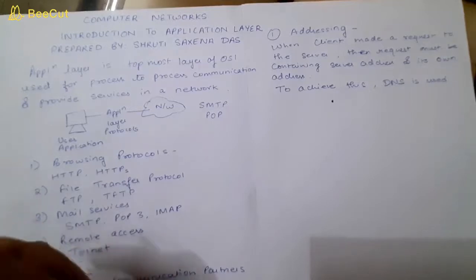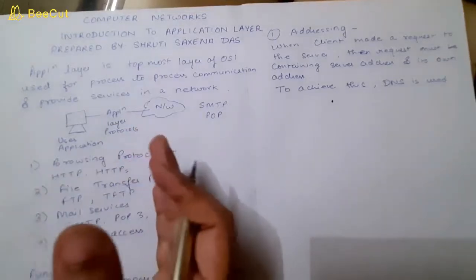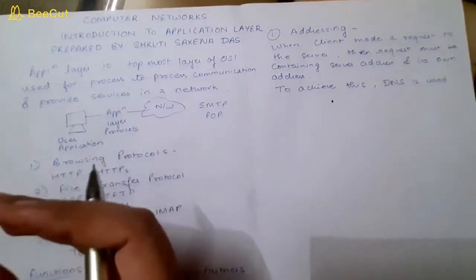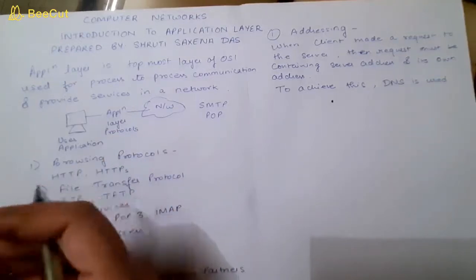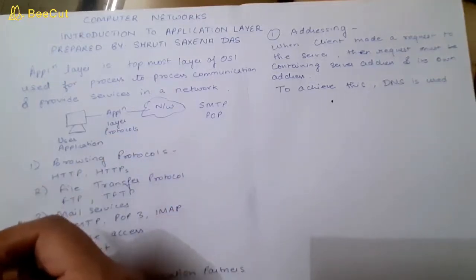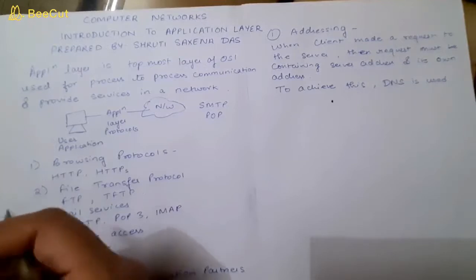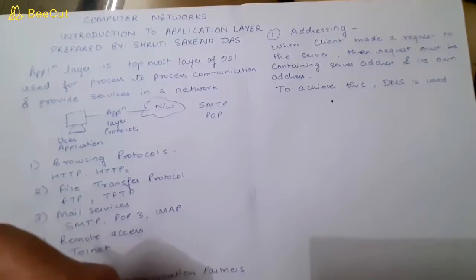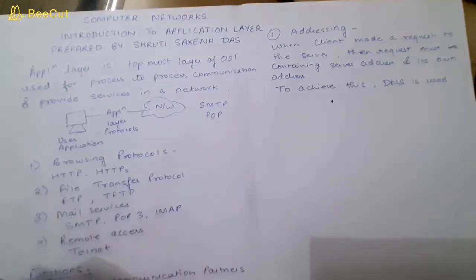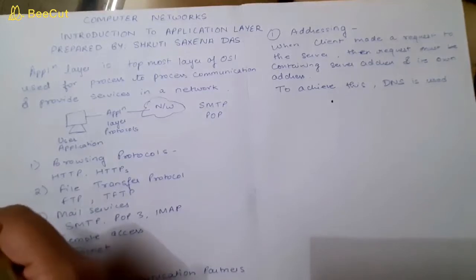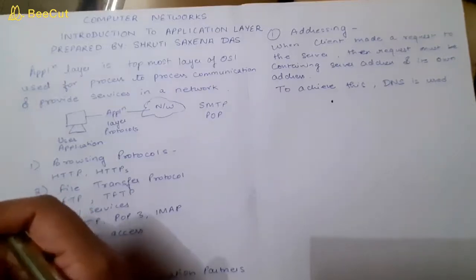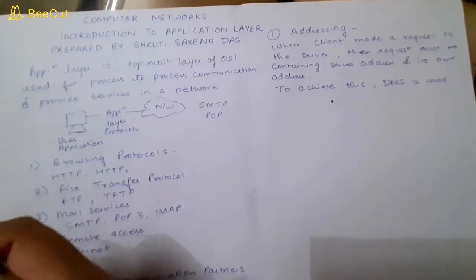When a client makes a request to the server, the request should contain the server address and its own address. We have seen that every time we request something from the server, either through TCP or UDP, there is a source and destination address. So we have the address of the client as well as the address of the server. But when we talk about applications, the Domain Name System is used.